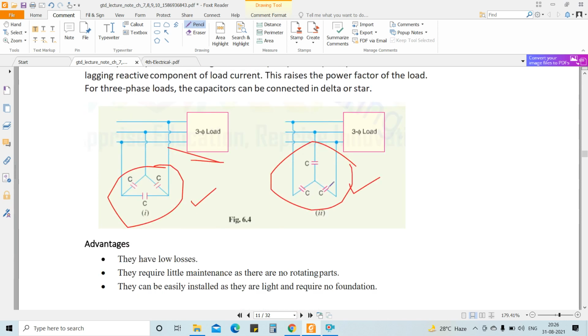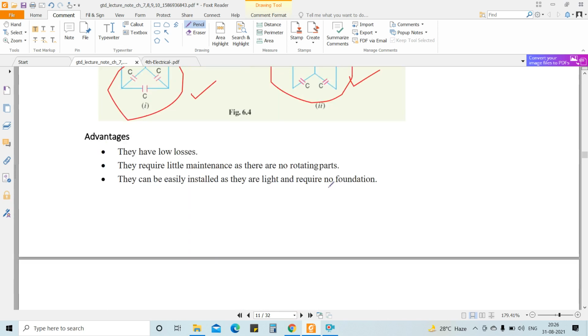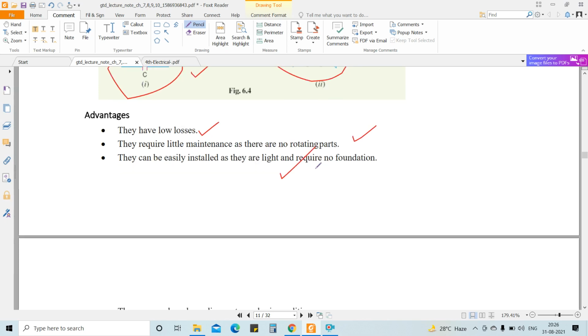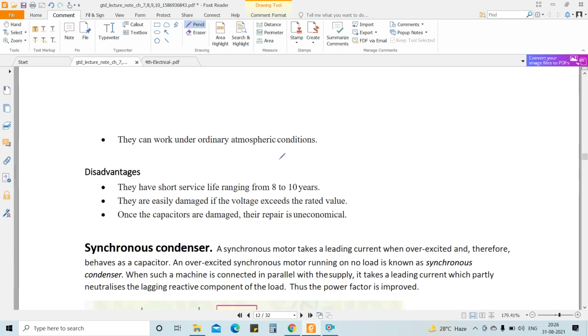Okay. So what are the advantages of using a static capacitor? Low losses, it requires little maintenance. Okay, due to what? There is no rotating part, that's why it requires little maintenance. Then it can be easily installed, as it is light and requires no foundation. Okay, it can work under ordinary atmospheric conditions.